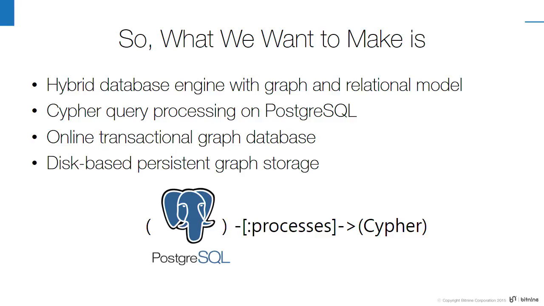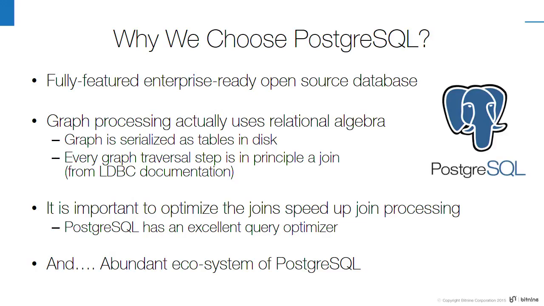What we want to develop is a hybrid engine for graph and relational model. And more specifically, we want to provide Cypher query processing on Postgres. It will be an online transactional graph database, and it will provide a disk-based persistent graph storage. Rather than developing from scratch, we chose to develop our database using PostgreSQL. There are many reasons to choose Postgres among other databases.